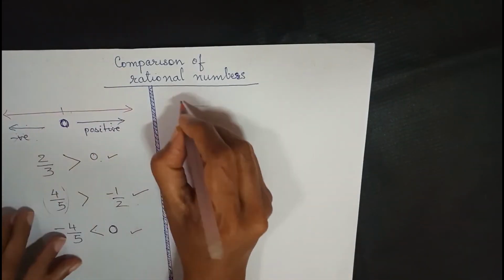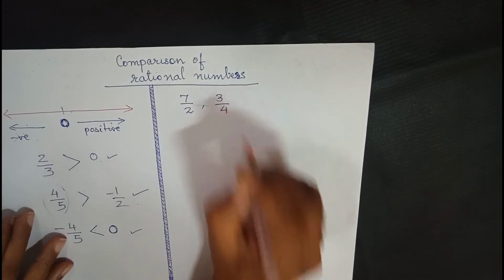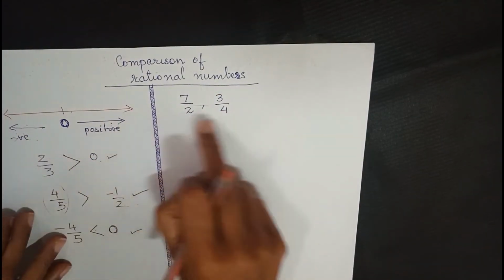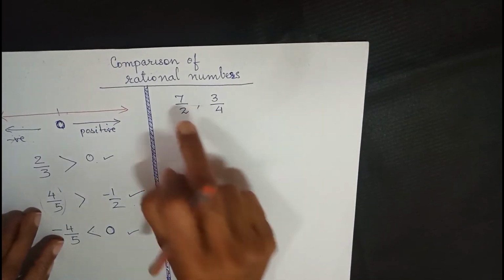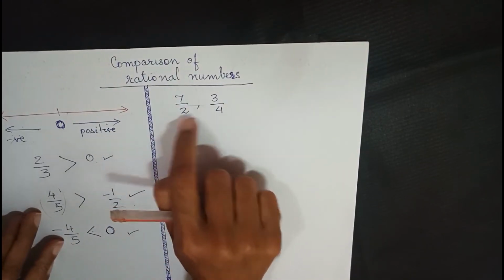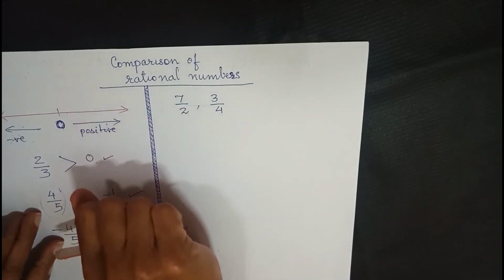So let's take an example. Let us say I have 7 upon 2 and 3 upon 4. Now you can see both these rational numbers are positive numbers. And when I have to compare this, what we have to do is we have to make the denominators equal. When we can make the denominators equal, then we can compare the numerator.